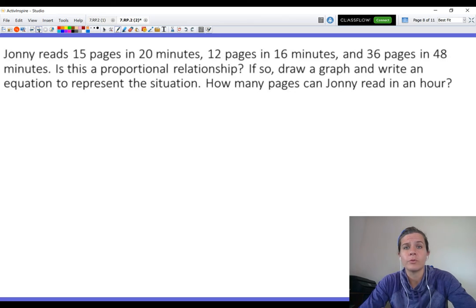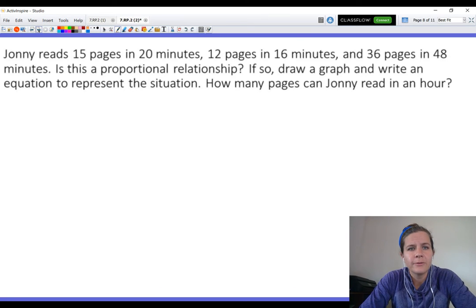So let's look at an example from start to finish. Johnny reads 15 pages in 20 minutes, 12 pages in 16 minutes, 36 pages in 48 minutes. Is this a proportional relationship? If so, draw a graph and write an equation to represent the situation. And then, how many pages can Johnny read in 1 hour?